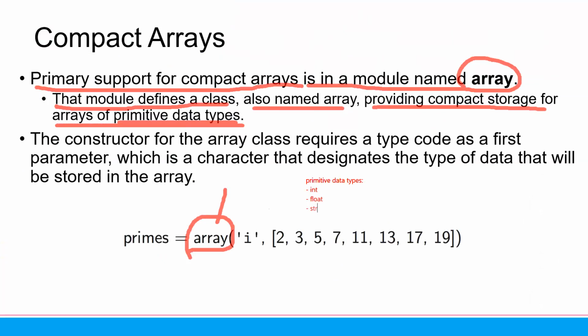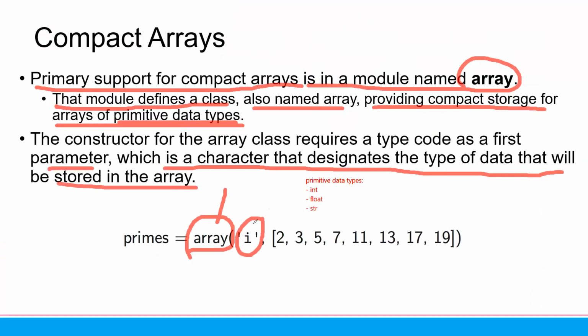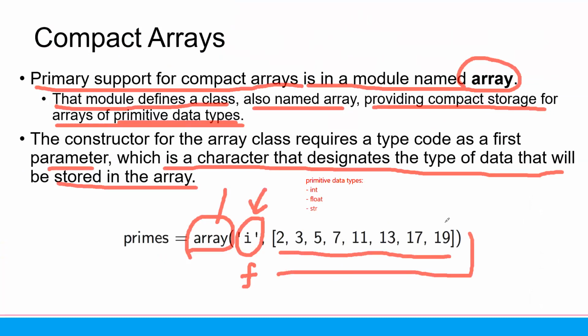So the constructor for the array class requires a type code as a first parameter. So like this one, I, it is the parameter, which is a character that decides the type of the data that will be stored in the array. So if I define I, it means I want to put integer values. So every one of these elements will be an integer. If you define this one as f for float, then you will have all the elements as float numbers.